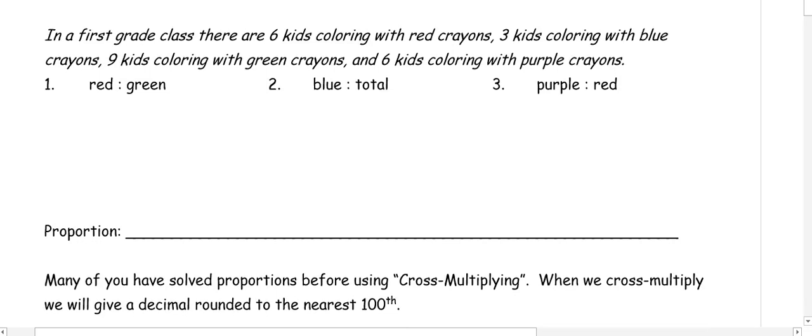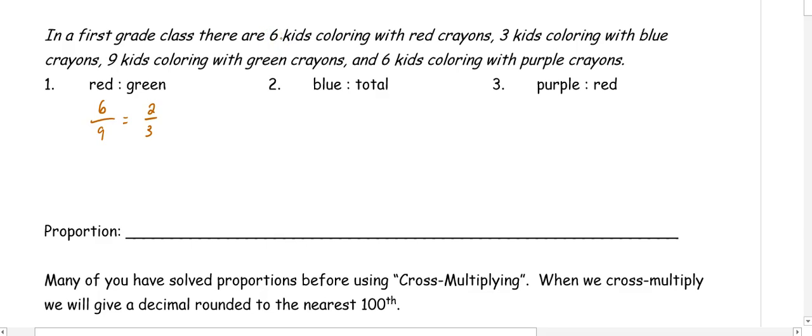So in a first grade class, there are 6 kids coloring with red crayons, 3 kids coloring with blue crayons, 9 kids coloring with green crayons, and 6 kids coloring with purple crayons. So the first ratio that we need to create is red to green. There's 6 kids coloring with red crayons and 9 kids coloring with green crayons. So whatever comes first, red, we're going to put in the numerator of the fraction. We're going to put 9 in the denominator, and then I reduce this to 2/3.